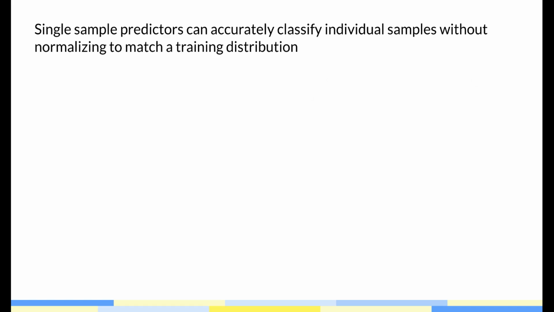These single sample predictors are nice because they can accurately classify individual samples without normalizing to match a training distribution, which is unlike multi-sample predictors, which expect a normalized data set before training and prediction can occur. Single sample predictors are theoretically nice as well because training and compute time for these single samples would be a lot less than for large cohorts. But before we go deeper into single sample predictors, let's look at a multi-sample predictor and how that would work.